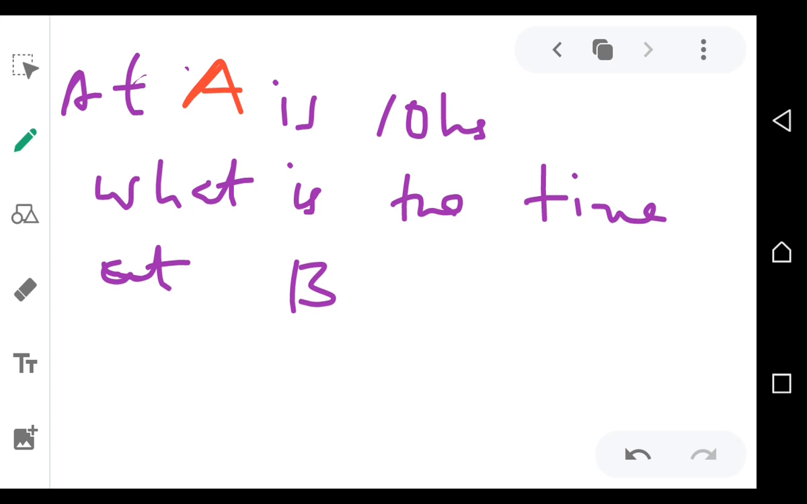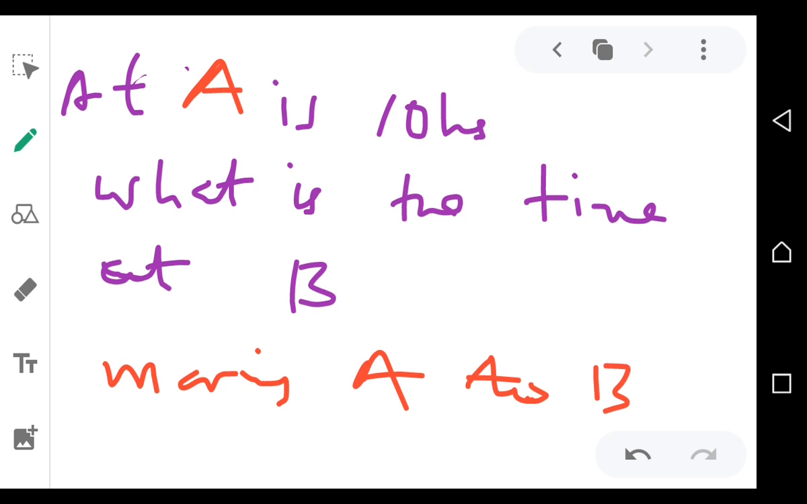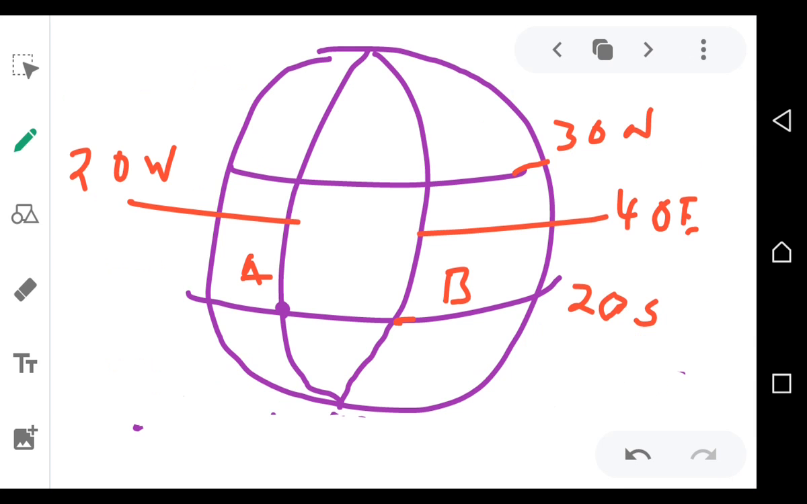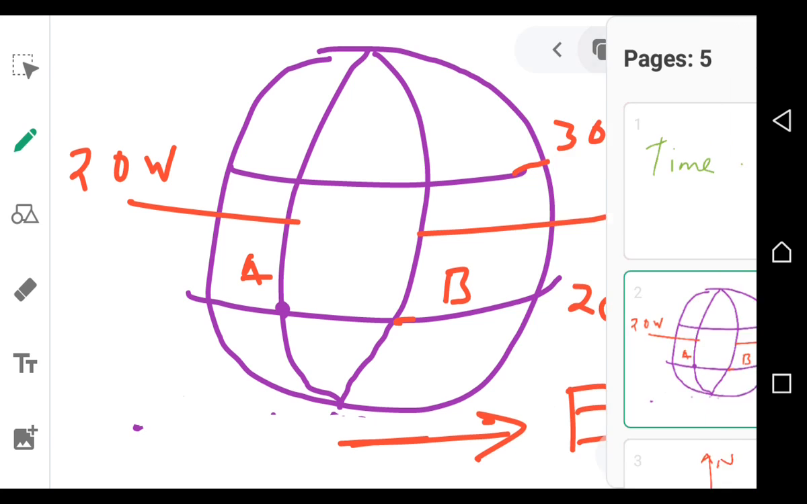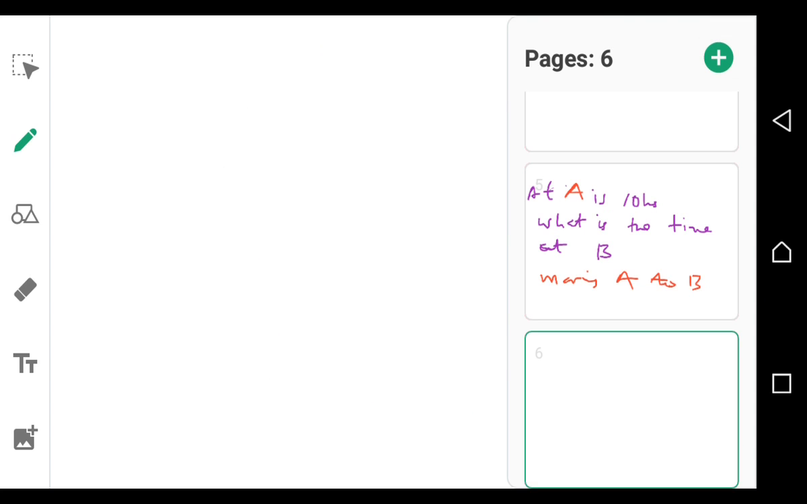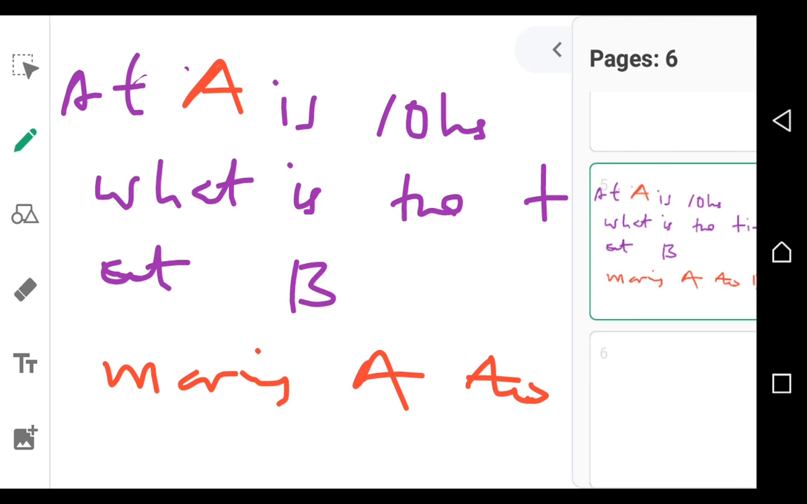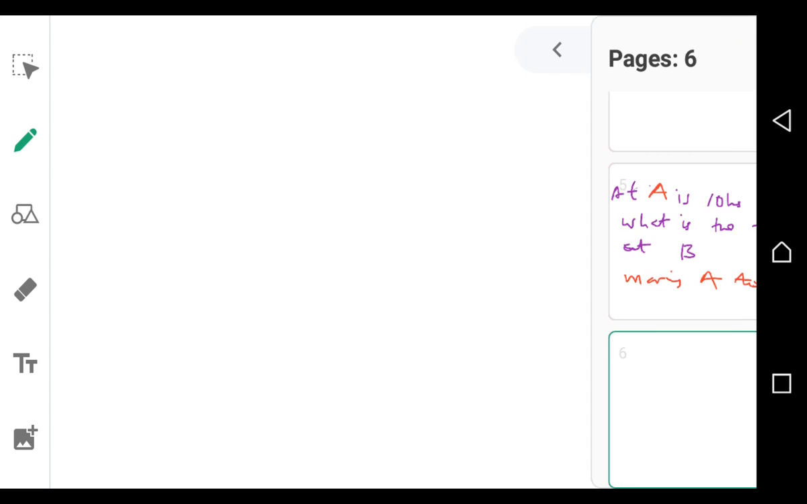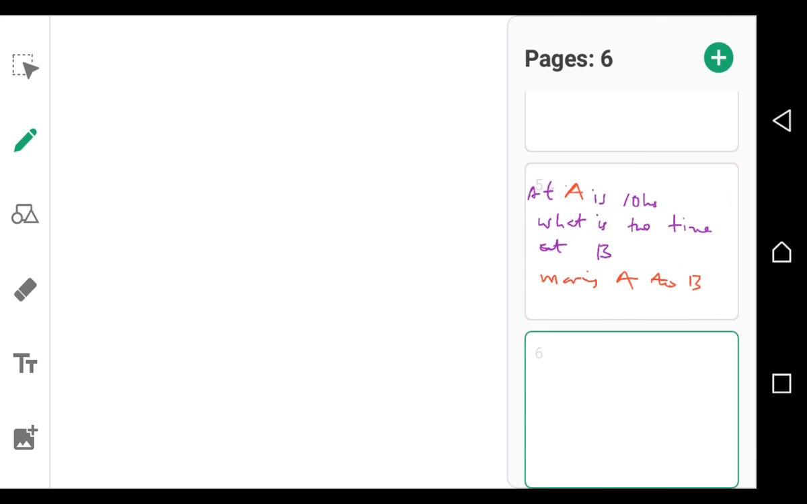So I'm moving from A to B. That's how I'm moving. So which direction am I going, east or west? I come to the diagram. Where is A to B? I'm going from A to B, I'm going to the east side. A to B is in this direction. Have you seen? So it's in the positive direction. So there's a formula you use. The question was what is the time at B.